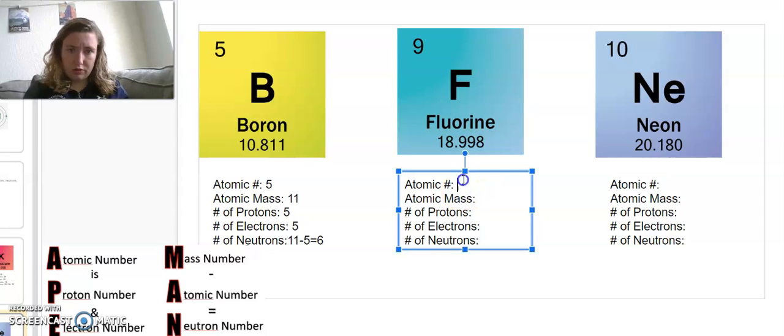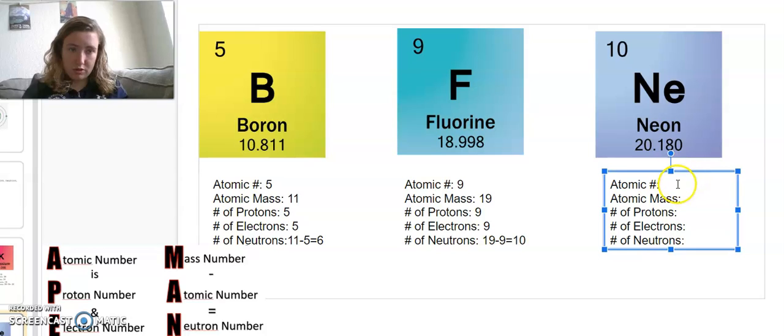Gonna do the same thing over here for fluorine. Atomic number is 9. Get that from the top. Atomic mass is 19, because 18.9 rounds up to 19. Number of protons, I get that from APE. APE, atomic number is proton number. So 9. Same thing for electrons, 9. Neutrons, I do my MAN. Mass number minus atomic number equals neutron number. So 19 minus 9 equals 10.